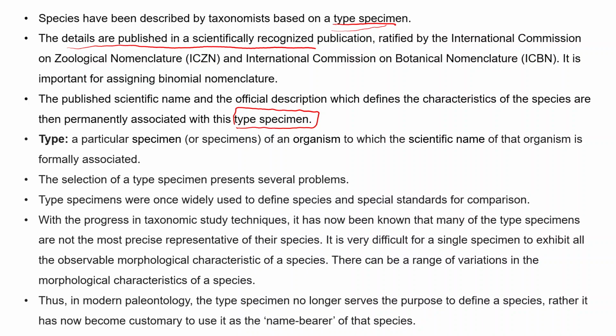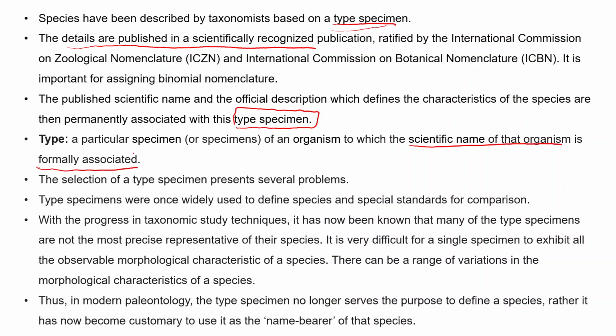So now, even if there are changes in the description of the morphological characteristic features of that species, still that original type specimen will be described as per the original description by the author. So, what is a type? A type is a particular specimen or specimens. It could be a single specimen, it could be a series of specimens of an organism to which the scientific name of that organism is formally associated.